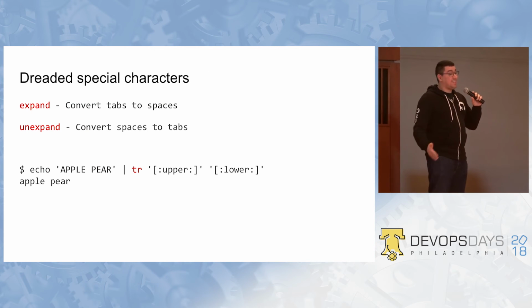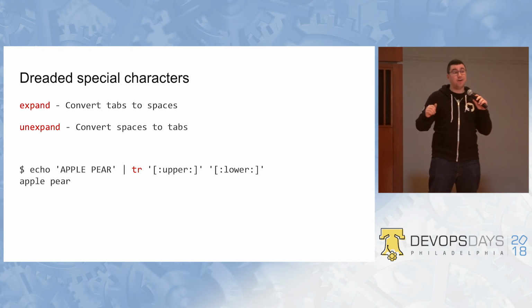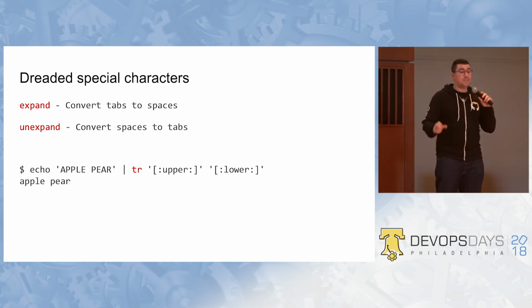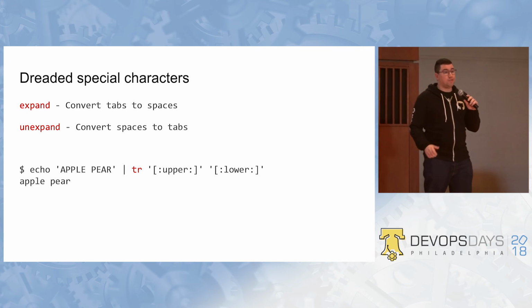Dealing with special characters, in any type of data analysis, you're going to have to do that. Expand, unexpand will convert between tabs and spaces. TR stands for translate. It converts between different character classes. You can read the man page to find all of them out, but they're really cool.